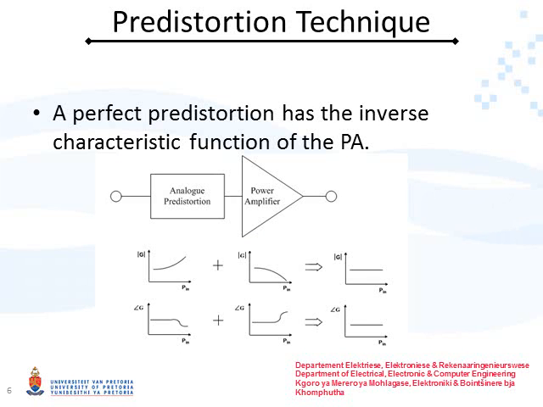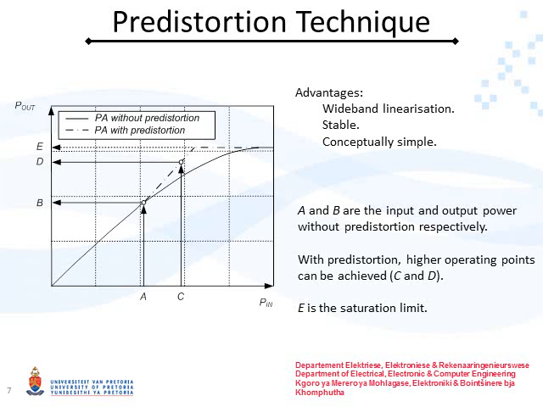And then we have the predistortion linearisation technique. This technique works by using the inverse characteristic function of the power amplifier in order to linearise the power amplifier. An ideal predistortion circuit will give you a flat gain and phase as shown in this figure. The use of the predistortion circuit has the following advantages. It provides wideband linearisation, it is stable and simple to design and implement.